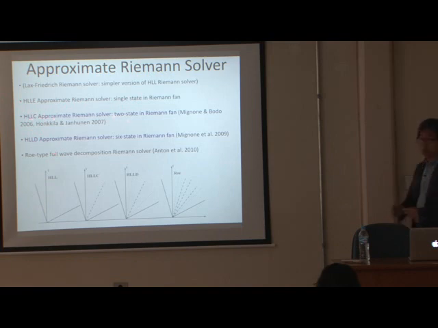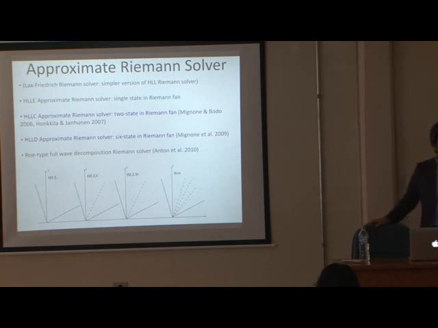We have two states in the Riemann fan to consider the contact discontinuity. So HLL mixes the intermediate region into only one flux, but HLLC also considers the contact discontinuity, so we can divide it into right hand side and left hand side. HLLD additionally includes the Alfvén wave information.